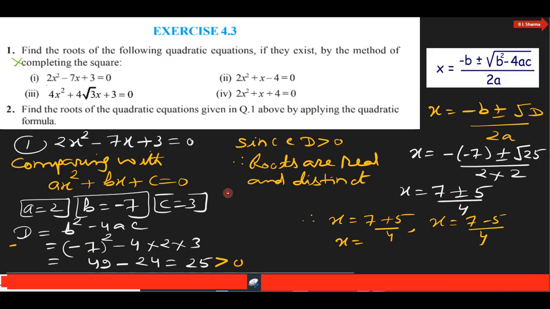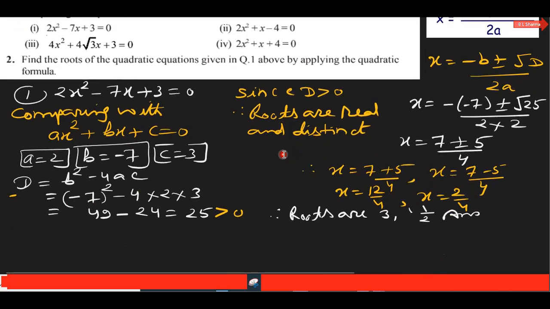Therefore, x can be written as 12/4 and this side 2/4. So finally we can write, therefore, roots are 3 and 1/2. Answer. Because 12/4 is 3 and 2/4 is 1/2. So this is the answer of this question. इनके जो रूट्स हैं वो है 3 and 1/2. That is the answer of this question.